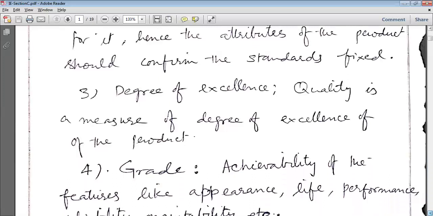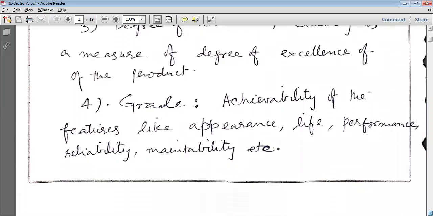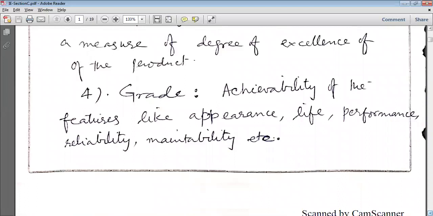And then grade is also another feature that can be taken. What grade are we acquiring in teaching, in learning. Similarly, for products or parts, there are A grade parts, B grade parts, C grade parts, depending on the level that a part or a person is achieving. So, achievability of features like appearance, life, performance, reliability, maintainability, etc., contribute to the grade of a part. These are the factors that are considered for defining the grade of a part.